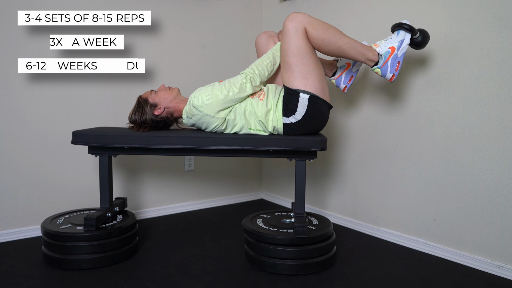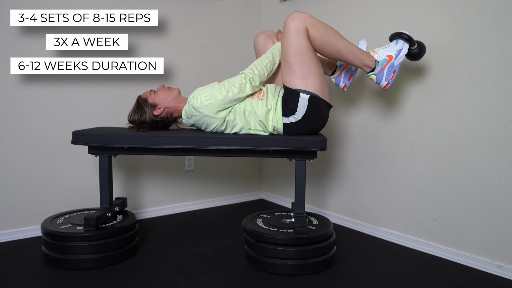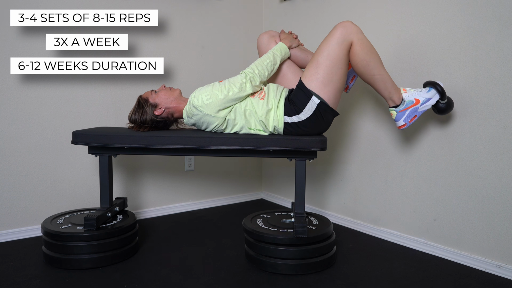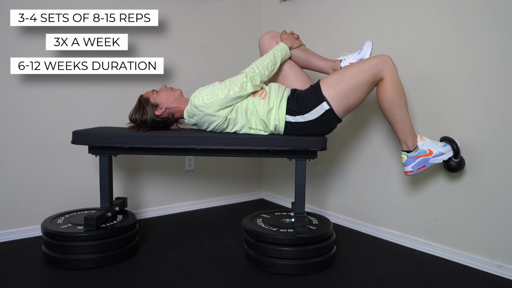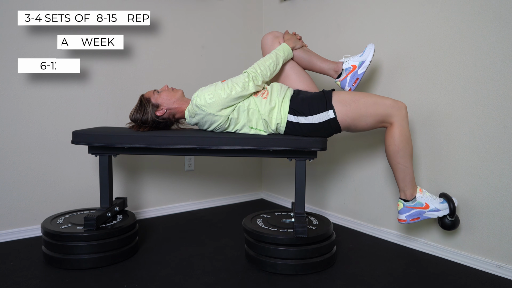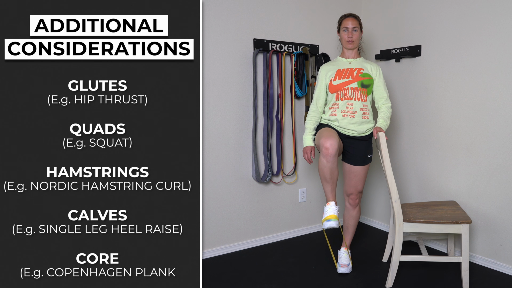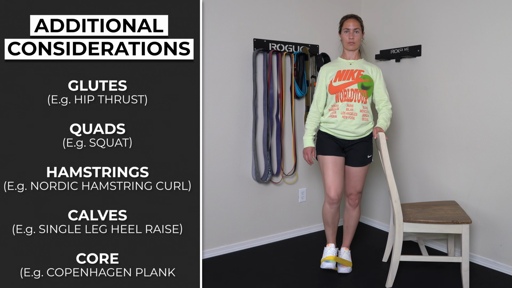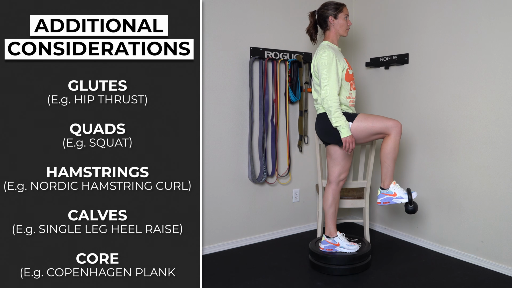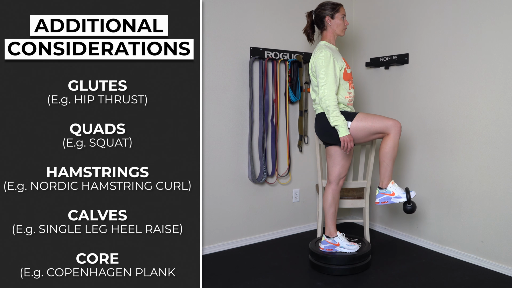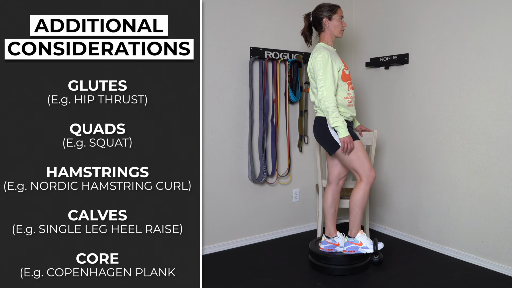The goal would be to spend 6 to 12 weeks increasing the strength of your hip flexors through as large of a range of motion as possible by doing 3 to 4 sets of 8 to 15 reps 3 times per week. If you're not currently doing so, there might be an added benefit in training other aspects of your lower body and trunk by incorporating exercises that target your calves, hamstrings, quads, glutes, and core.